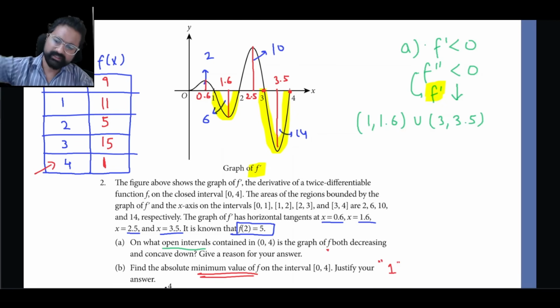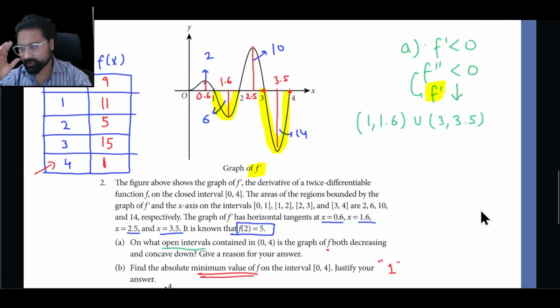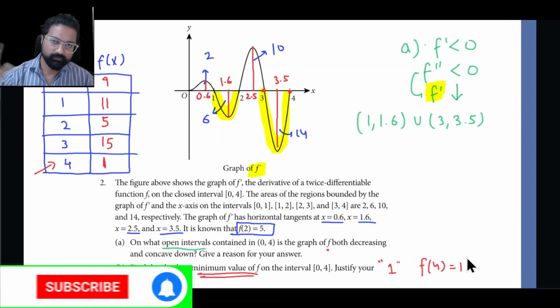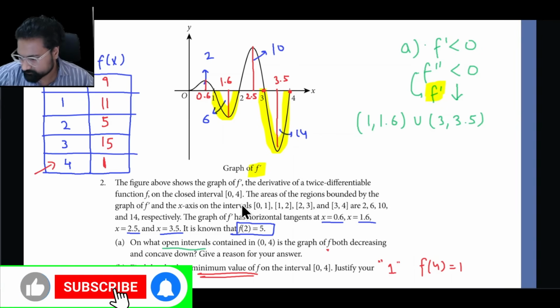It's optional. You can say that it is 1 at x equal to 4, but I'd like to keep it very clean that the minimum value is 1. Or if you want to write, the minimum value is 1 at x equal to 4, or f of 4 is equal to 1 is the minimum value.